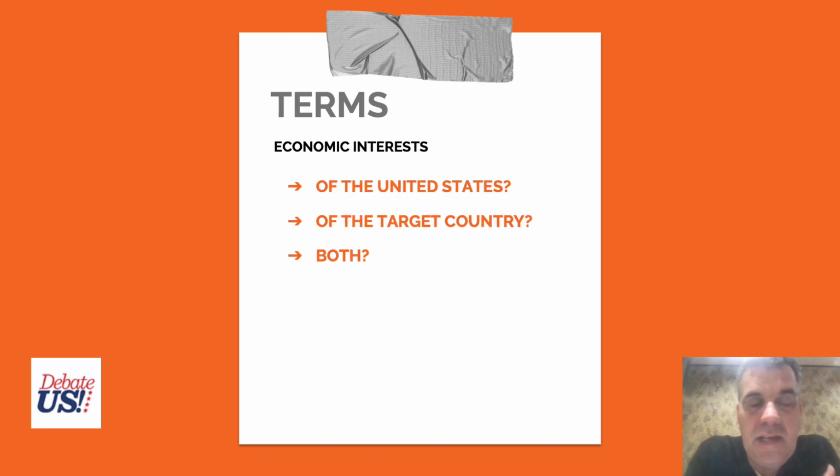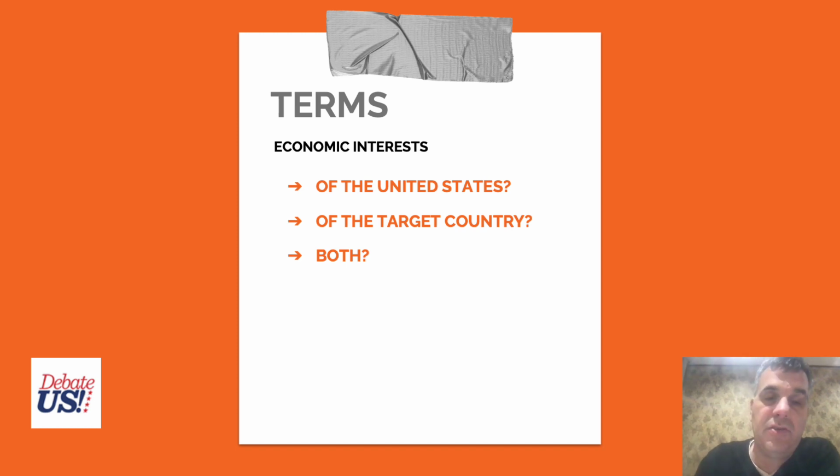Now, economic interests. The one thing the resolution doesn't say is whose, right? Are these the economic interests of the United States? Are these the economic interests of the target country? Or should we think about both? Just as a couple of highlights, the resolution is talking about what the United States should do, so arguably it should at least prioritize its own economic interests. That's one thing that's relevant. But also, the economic interests of the target country.